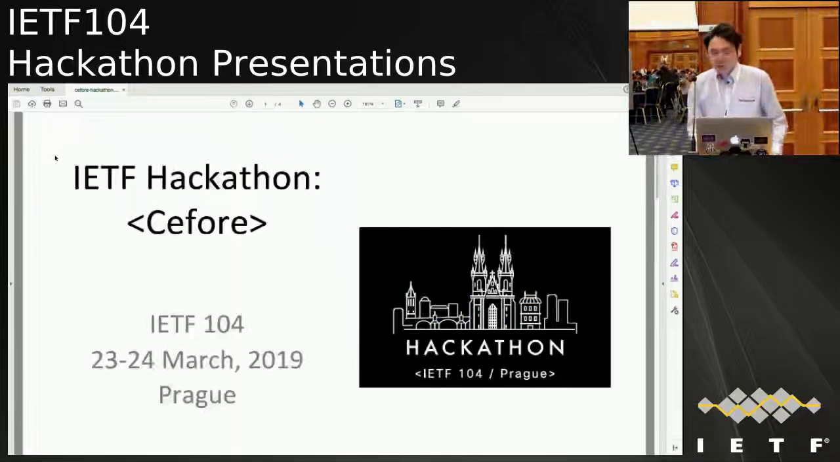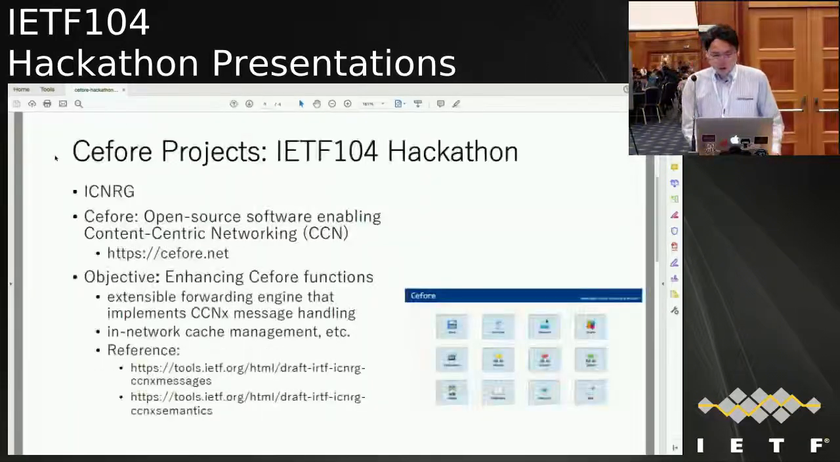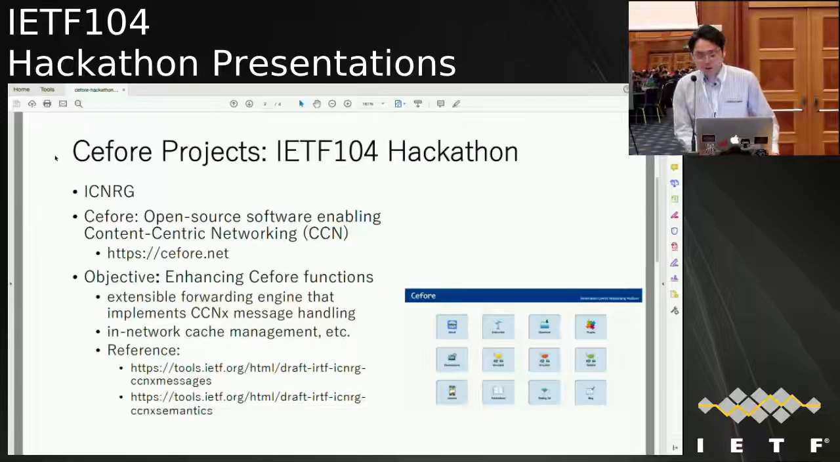Hello, I'm Matsuno. So let me talk about this CEFORE project briefly. This activity is related to the ICN research group because CEFORE is open source software enabling content-centric networking, CCN, communication, which is available at this website. And the objective of this project is to enhance CEFORE functions, such as extensive forwarding engine, which is compatible with CCNx messages defined in this draft, and in-network caching management, and so on.